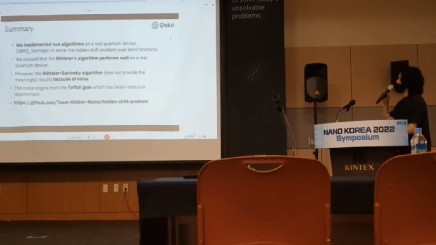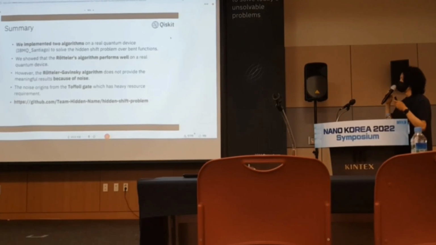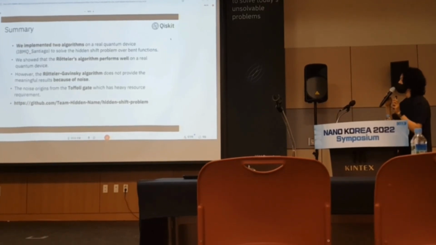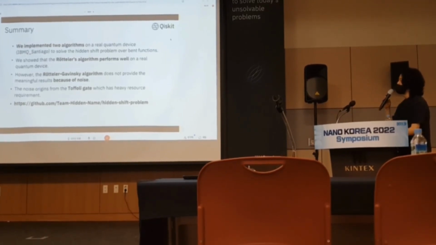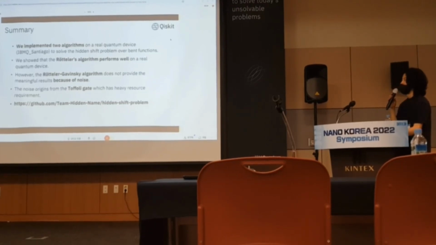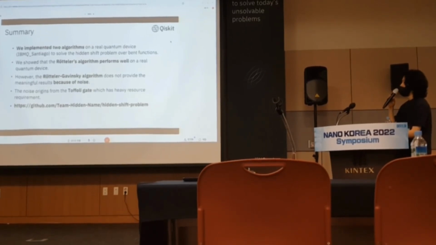Then we summarize our results. We implemented 2 algorithms, and we show that Rötteler's algorithm performs well. However, the Gavinsky-Roetteler-Roland algorithm does not provide meaningful results because of noise. And the error originates from the Toffoli gate, which needs heavy resources. So we recommend as future work that a noise analysis on the Toffoli gate would be good.